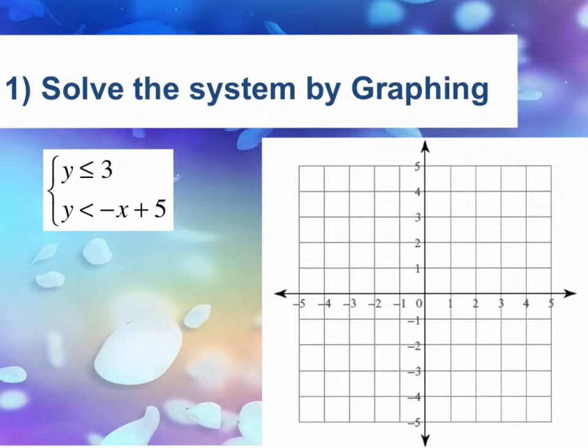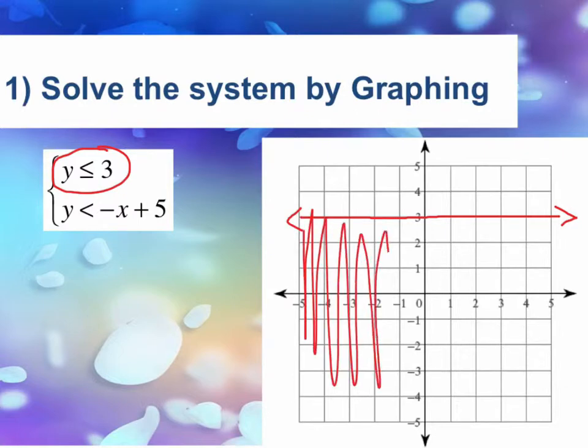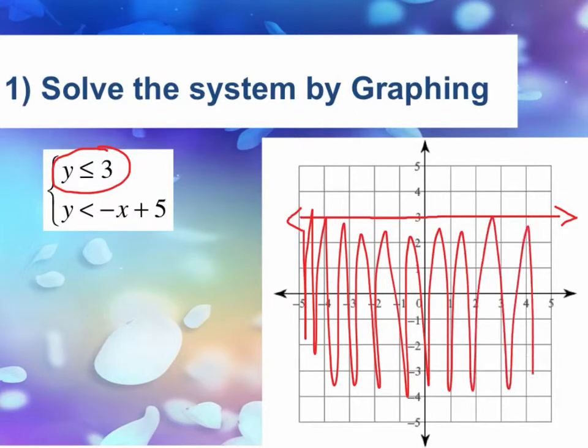So I'm going to go ahead and do the first one in red. y is less than or equal to 3. This is going to create a horizontal line at y equals 3. And since there's a bar underneath the inequality symbol, it is going to be a solid line. Okay, since it's less than, it's going to be below the graph. So I'm going to go ahead and shade below the graph for that solid line. Okay, notice how I'm focusing on each line.